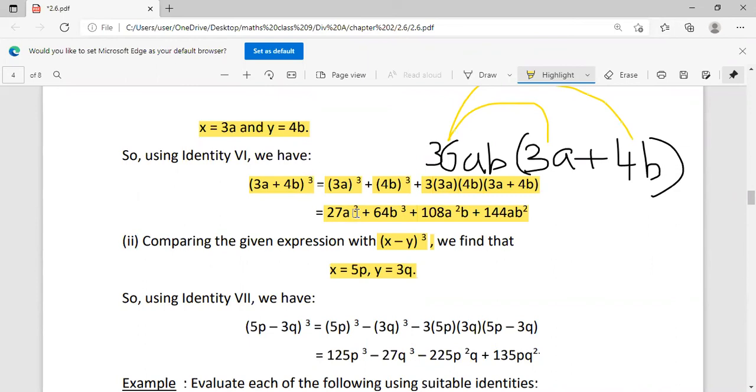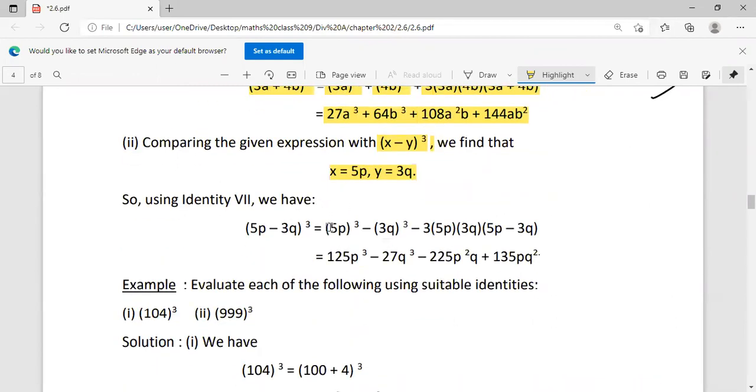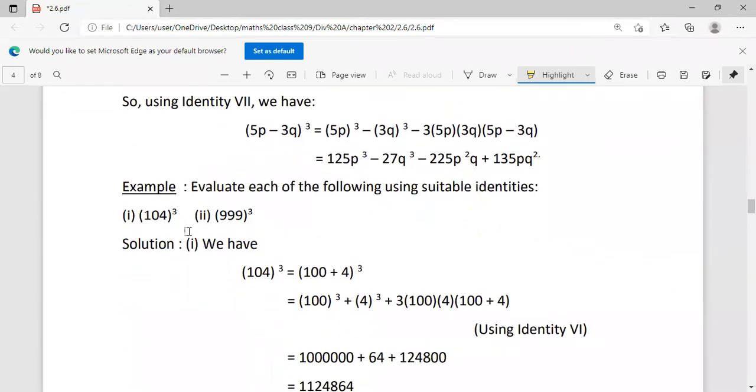Okay, sir. I can do it in that manner in the exam. Okay. Yes, there is no problem at all. I won't be saying this is the only way. You can do it like that. Just the answer should be correct. That's the only thing.